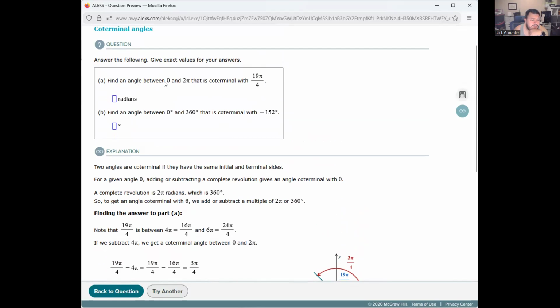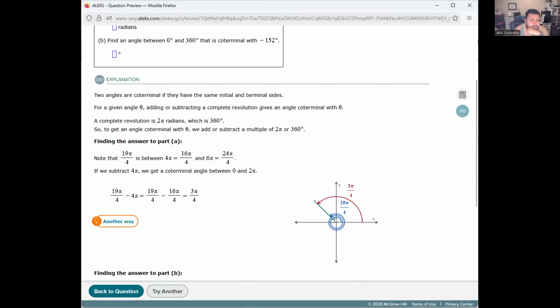So here they're kind of giving me a little hint. They're saying if the angle is between 0 and 2 pi, that is coterminal to this one. So 19 pi over 4 means it went around once. Right, let's see, one, two, and then some change. So where does it end up landing? Well, it lands right here, which has an equivalent angle.